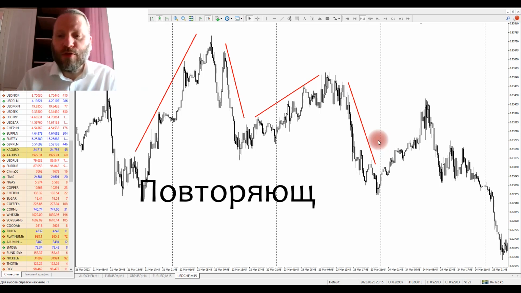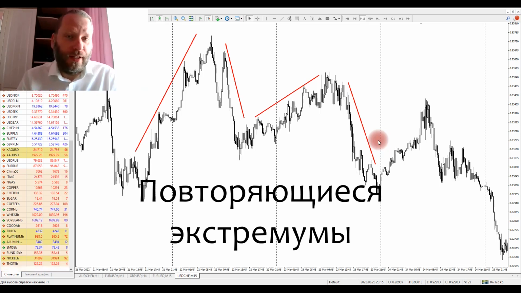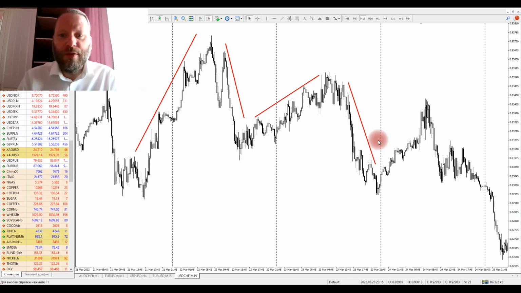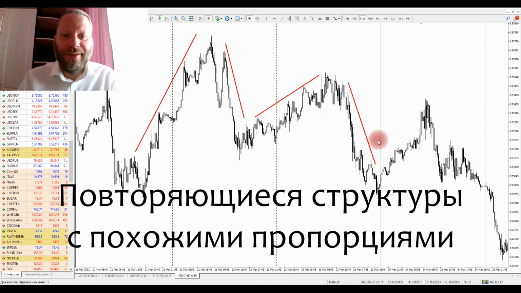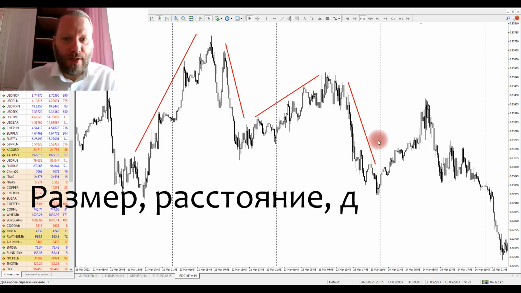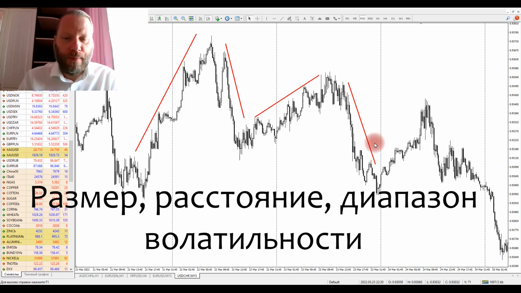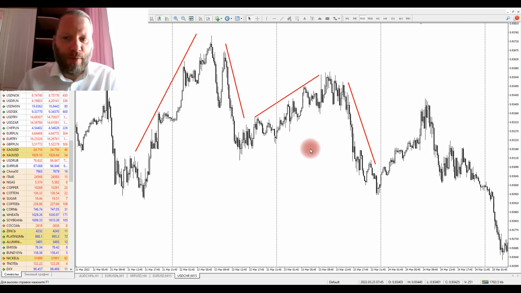It is repetitive, not in the sense that the price rises and falls in general. It does this every day, but in the fact that we see it on the chart precisely as similar structures, somewhat similar in size and distance. Price range, quotation range. That's what's important. Exactly what the range and distance should be, I'll talk about this in detail in the training course. Now I will tell you only the basic things.